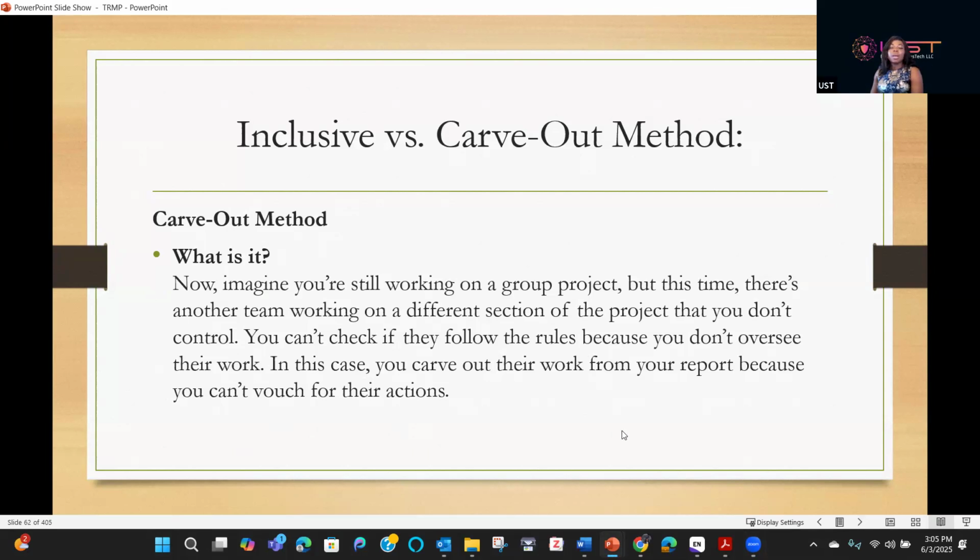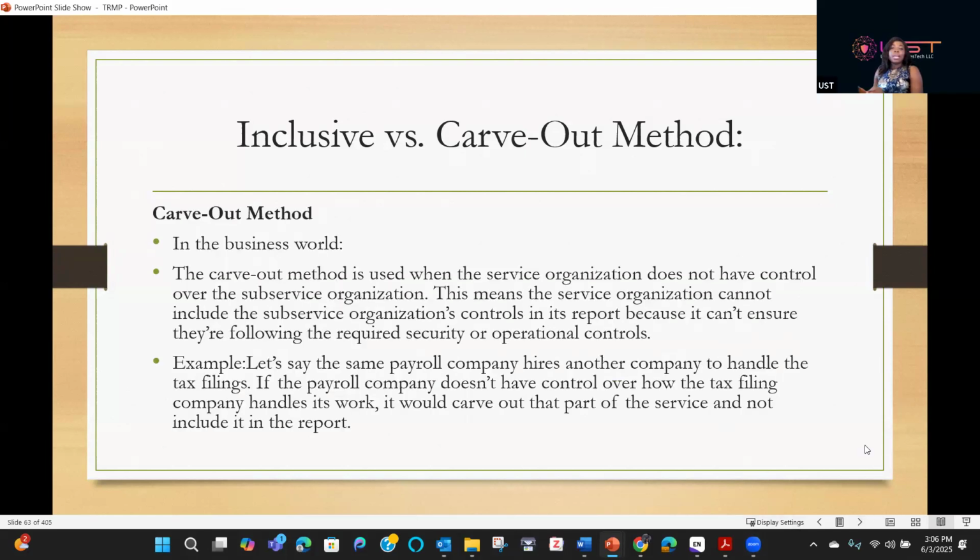But what of the carve-out method? What does it mean? Let's see. Now, imagine you are still working on a group project, but this time there's another team working on a different section of the project that you don't control. You can't check if they follow the rules because you don't oversee their work. In this case, you carve out their work from your reports because you can't vouch for their actions, right? But in a business case, the carve-out method is used when the service organization does not have control over the sub-service organization, right?